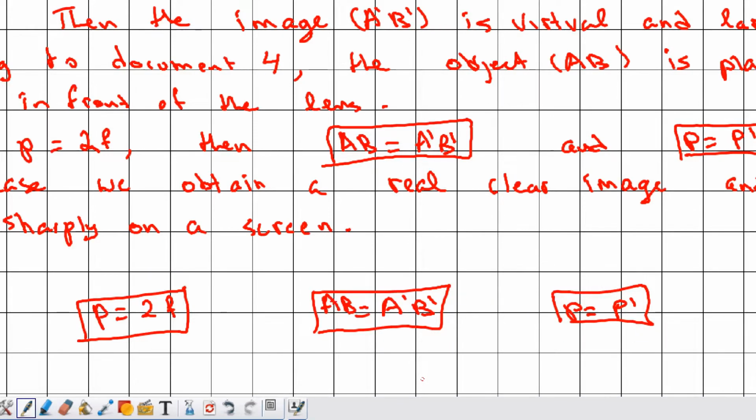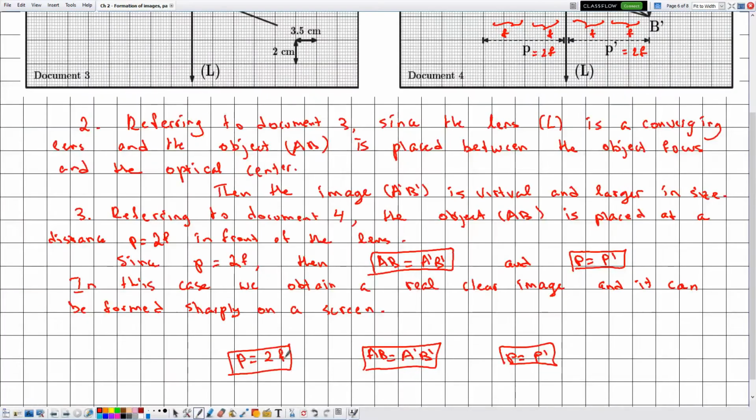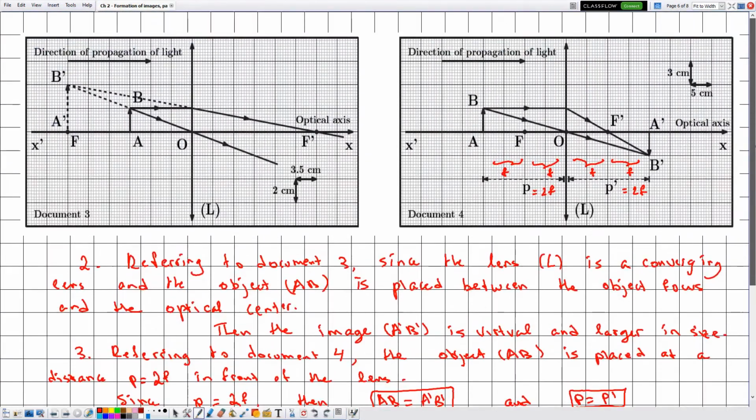For example, if we have that the size of the object is equal to the size of the image, then directly we can use this formula or this formula. Okay, for example, if we have that the size of the object is equal to the size of the image, and we know already the distance between the object and the lens, which is given by P, then from this relation we can deduce the focal length. So this is another method in order to determine the focal length of a converging lens.